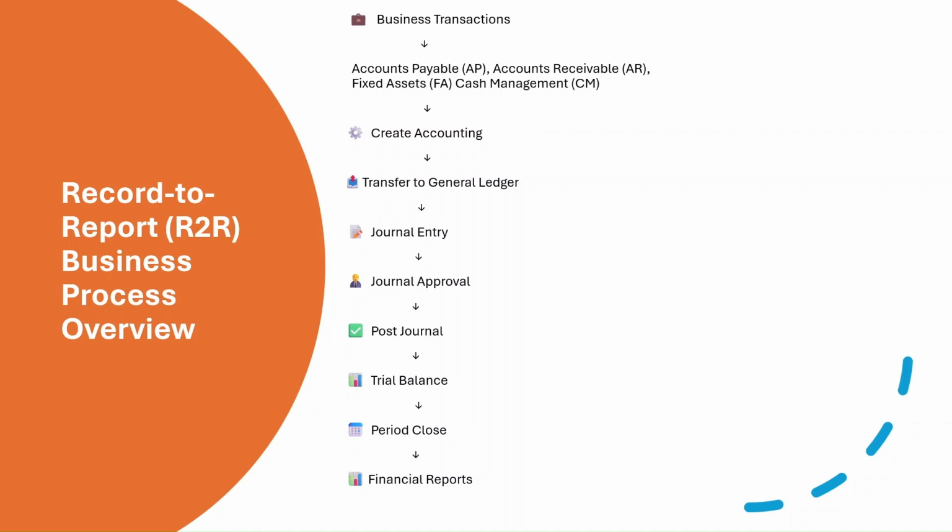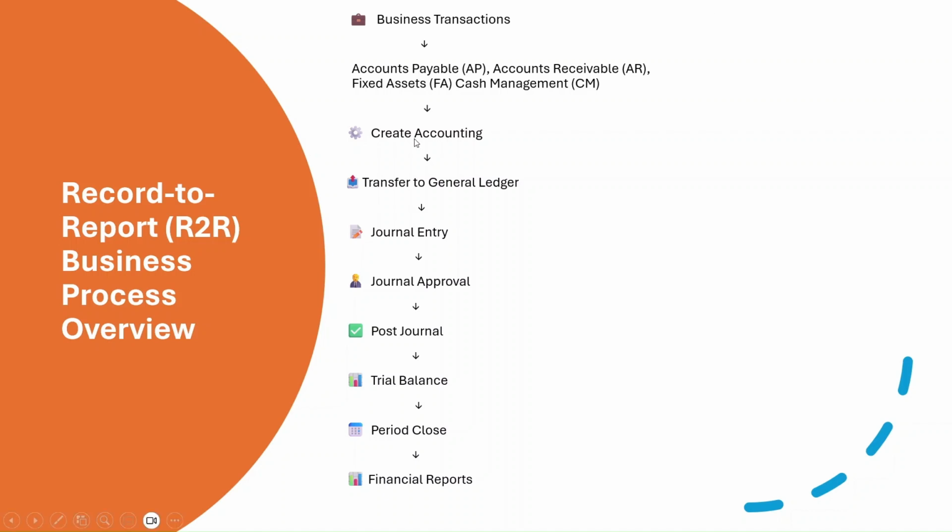Then move to fixed assets. Fixed assets manages company assets only. For example, building, laptops, furniture, vehicle, and depreciation. Then move to cash management. Cash management manages bank accounts and bank reconciliation. For example, matching the bank statements with Oracle transactions.